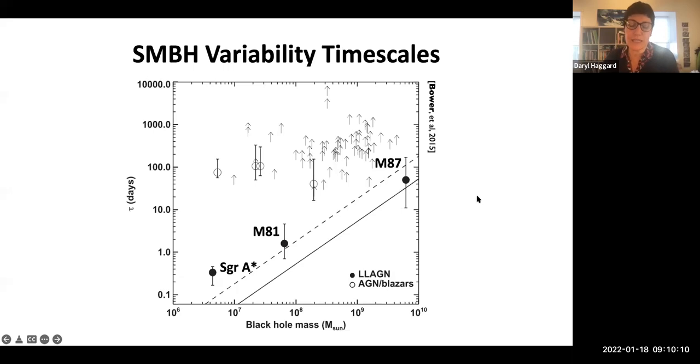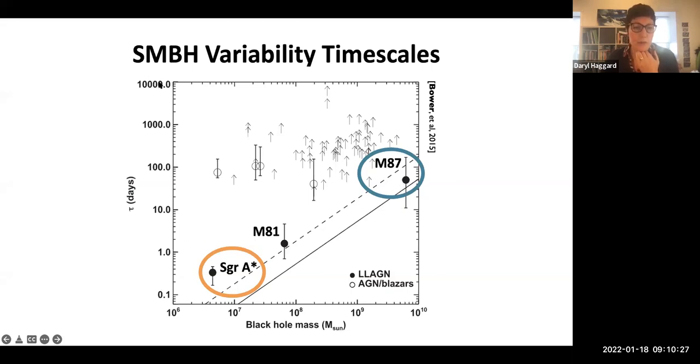So let me start off here by talking about variability in the context of these two black holes that are really the main targets for the Event Horizon Telescope. One of those, of course, is Sagittarius A star, which we'll really dwell on today. And the other is M87 that you've already seen this amazing image from.